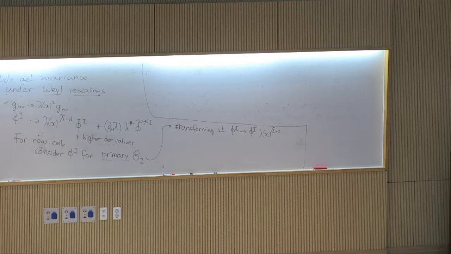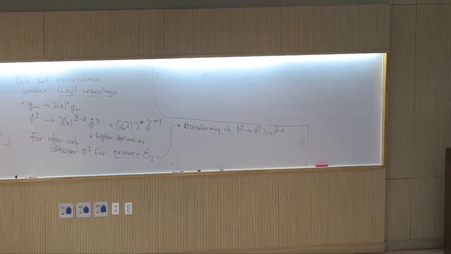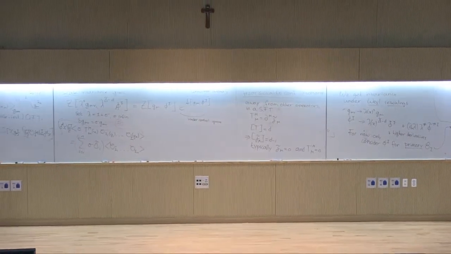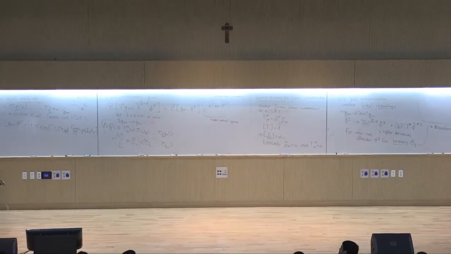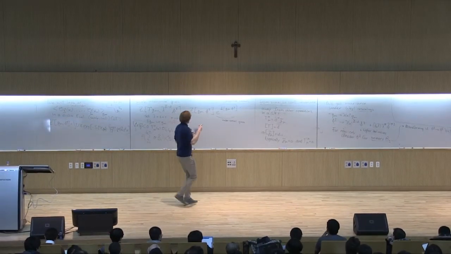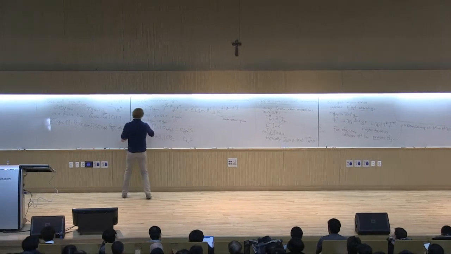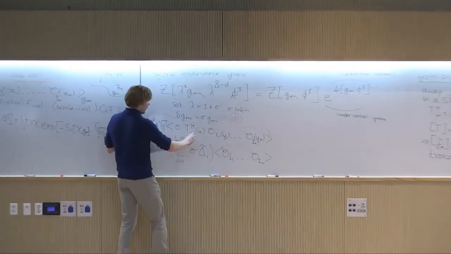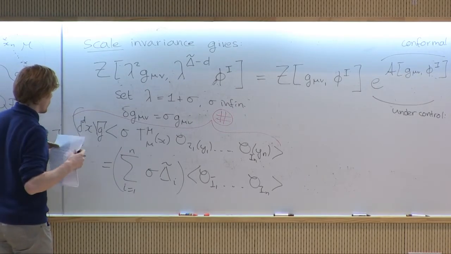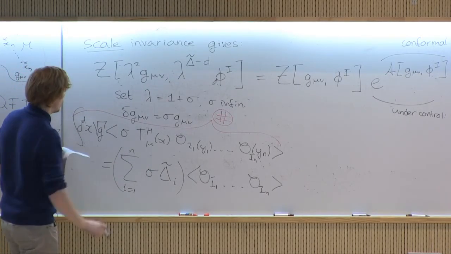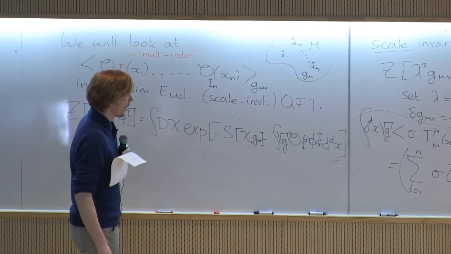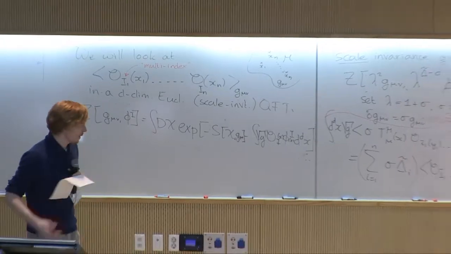So let's then look at correlation functions of these primary operators. Then we have this scale Ward identity. We have an arbitrary sigma of x. We have exactly this, except that we put some hats on it. But sigma of x can be arbitrary, so I might as well just integrate it out, or take a functional derivative with respect to sigma and get rid of the derivative. Get some delta functions instead. So what do I get?